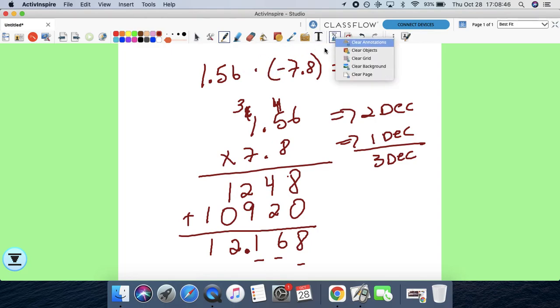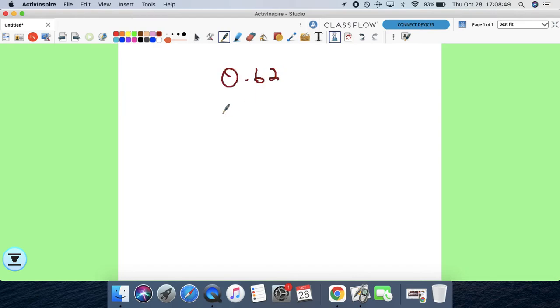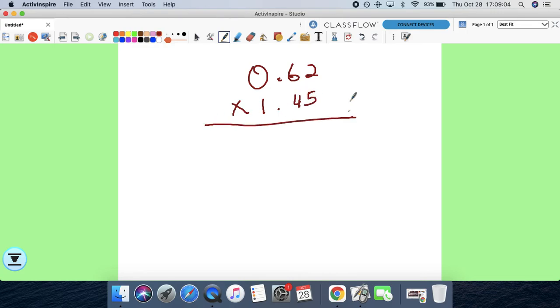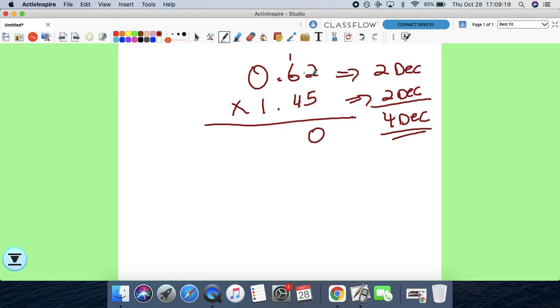23. 0.62 times 1. So I'm going to change it. Well, make it easier. Actually, let me show you. It doesn't matter. 0.62 times 1.45. There's 2 decimal places here. There's 2 decimal places here. So our total has 4 decimal places. Yeah? So our answer is going to have 4 decimal places. So let's multiply. 5 times 2 is 10. So 1. 5 times 6 is 30. Plus 1, 31. Carry 3. 5 times 0 is 0. 0 plus 3 is 3.